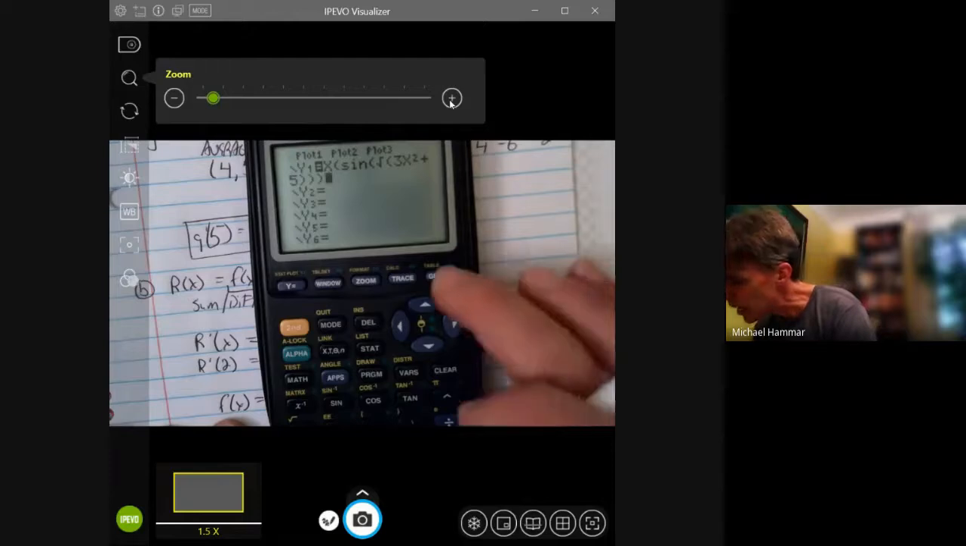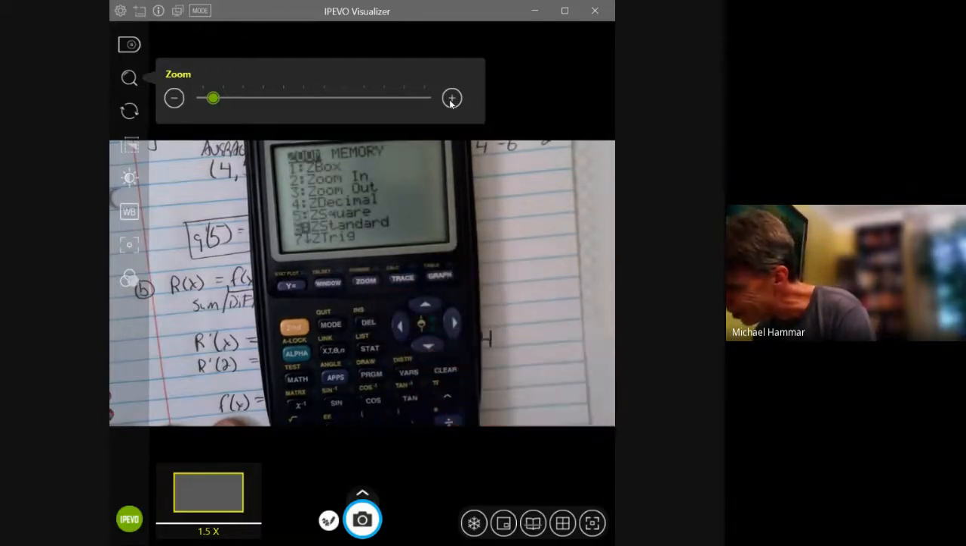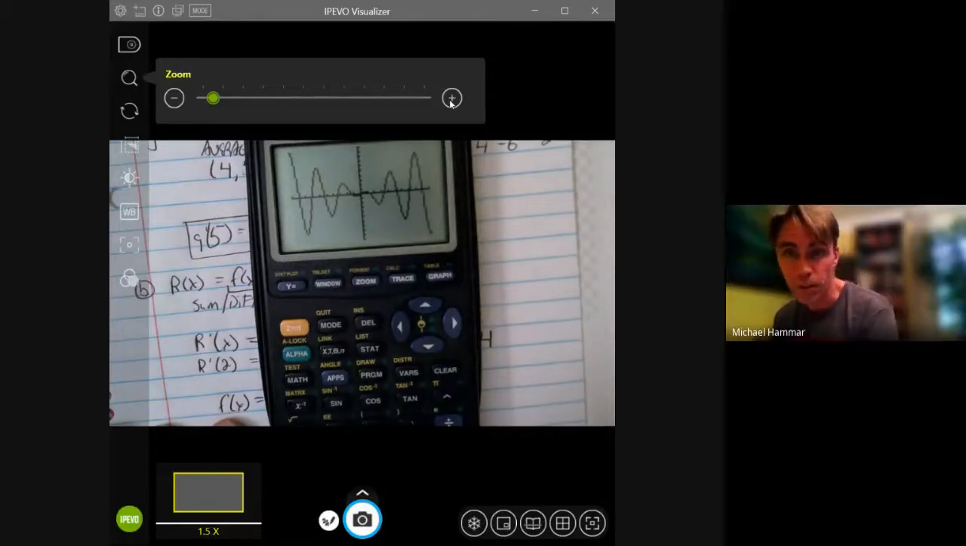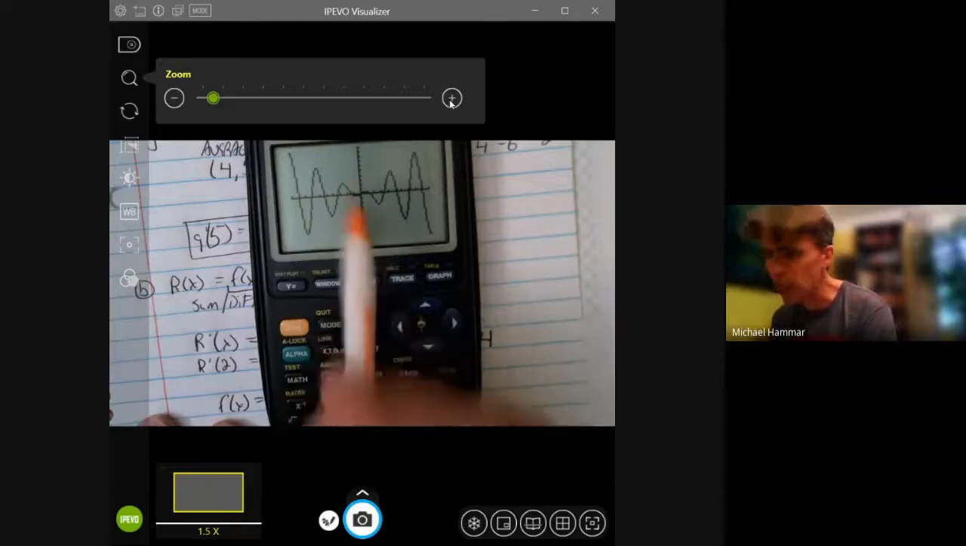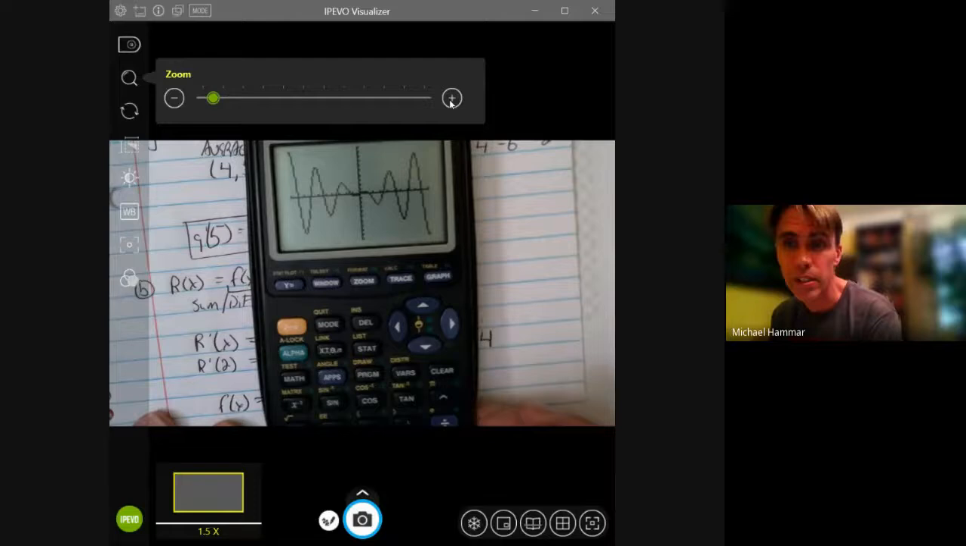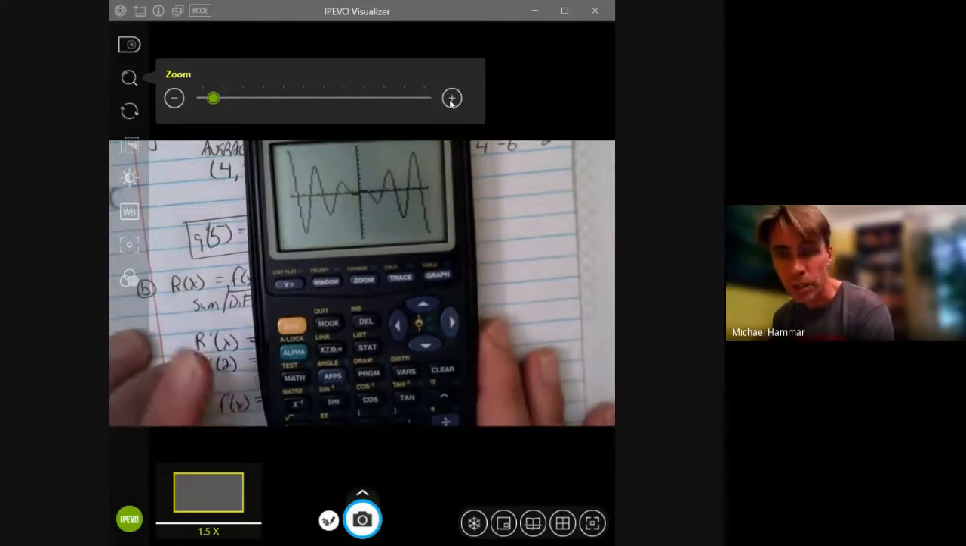Okay? And I'm going to graph it, but I'm going to go to Zoom Standard because I know I'm probably just going to need a standard window. And so this is what I get. You notice it's a very weird oscillating function. Now you should recognize that this is an odd function. It rotates around the origin 180 degrees, and it matches up. So this is an odd function, but this is what it looks like.